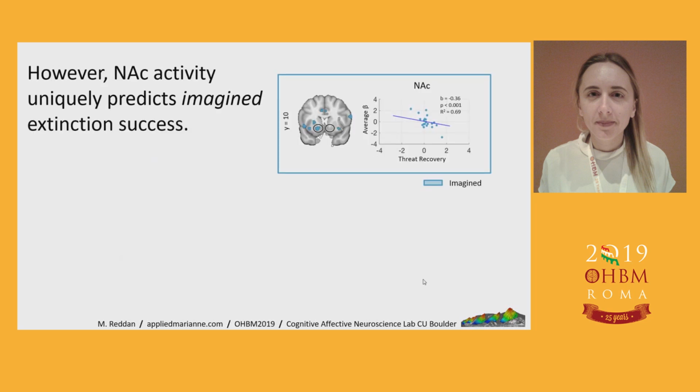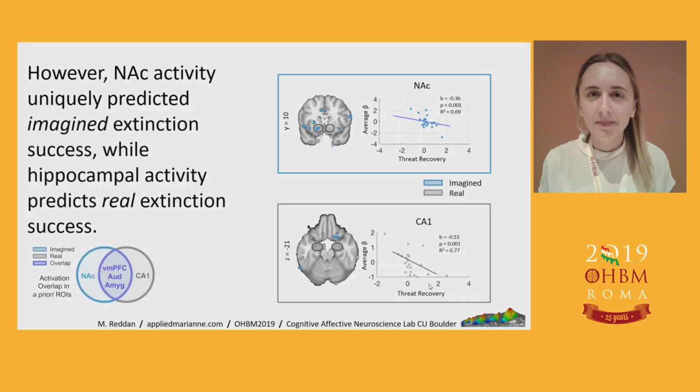And then to look at what's unique about these, the nucleus accumbens uniquely predicted imagined extinction success, but did not predict extinction success in the real extinction group, while the hippocampus did predict extinction success in the real extinction group. So it's interesting here, and we interpret this as imagination updating a value signal related to the percept of the tone, and that there's probably a lot of individual variability there.